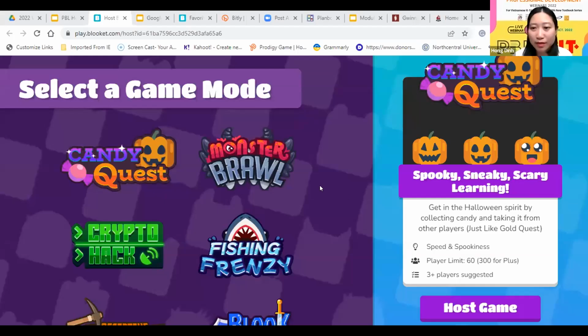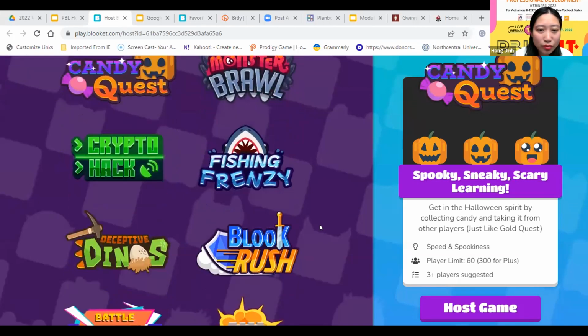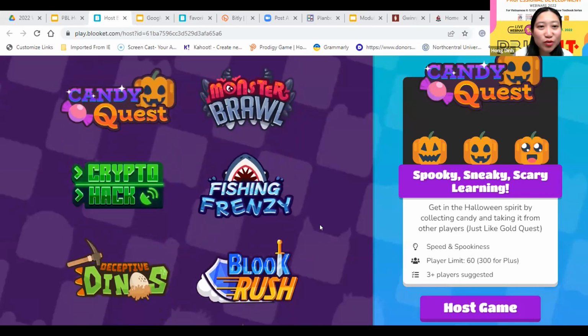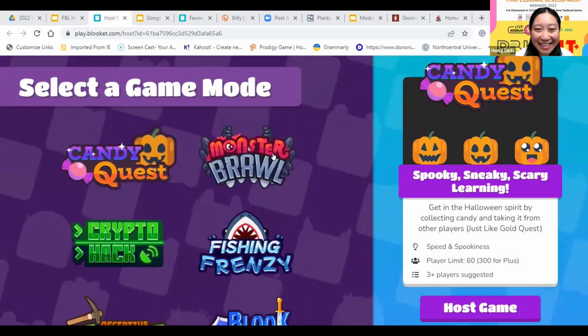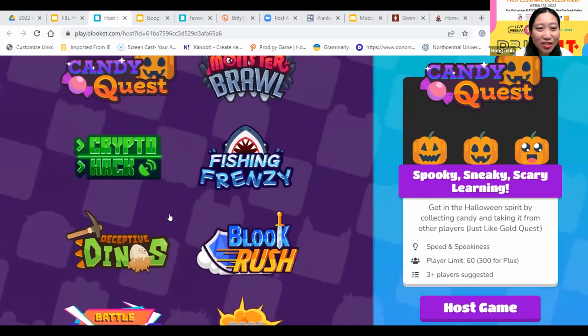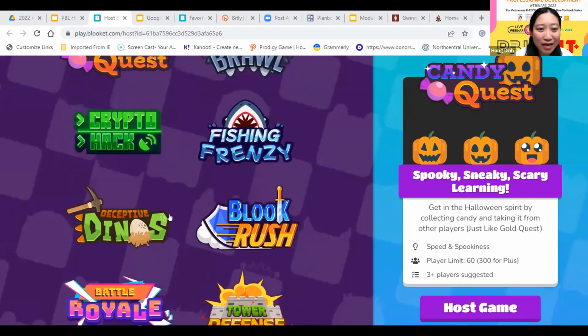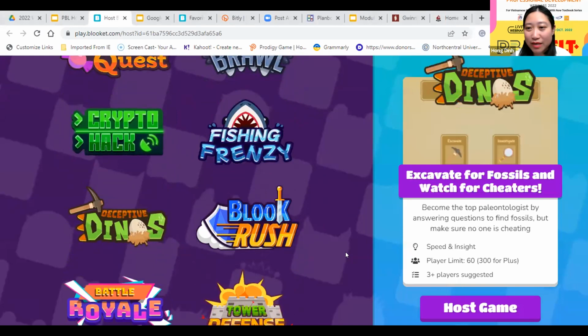Okay, it's almost Halloween. Have you ever played Blooket? Has anyone played Blooket before? Usually my kids are so crazy about which game we're going to play. I guess let's do Crypto Hack, or let's do Deceptive Dinos.